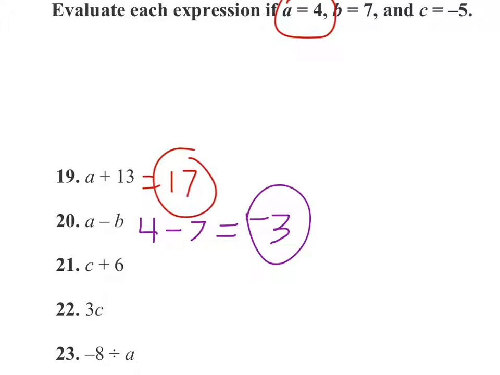Okay. So it's C plus 6, and C is -5. So that plus 6, it goes 1 over, so it equals 1. Bam. Excellent work.